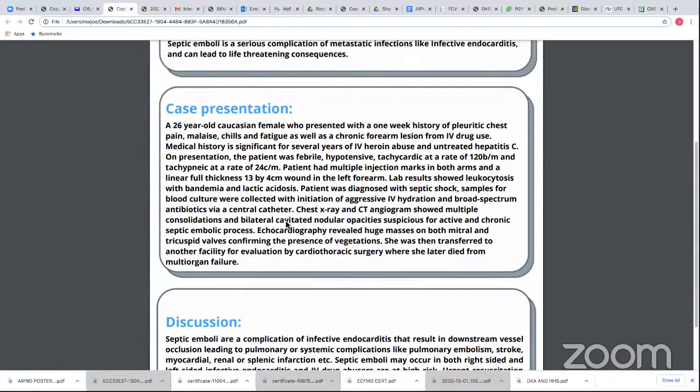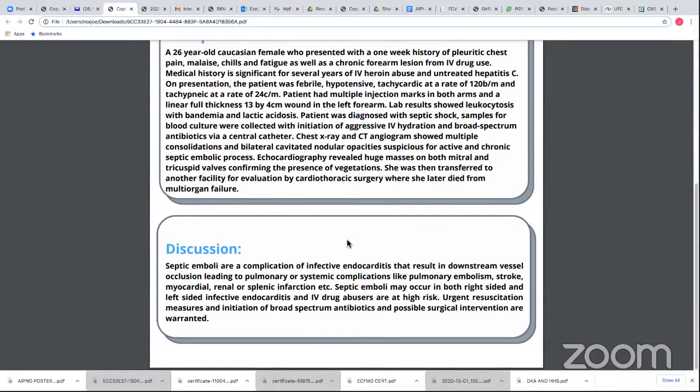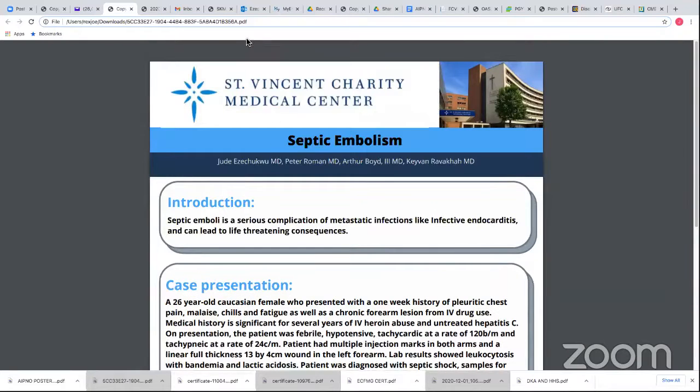So basically what we wanted to actually use this topic to show was that septic emboli can also occur as a complication of another complication. So infective endocarditis is a complication of IV drug abuse and can be complicated by septic emboli, in which these emboli can be lodged in different organs and cause a whole lot of things like stroke, myocardial infarction, and in this case, it was in the lung. So this is kind of a case of septic pulmonary embolism. That is as a complication of the infective endocarditis of the patient. Thank you.